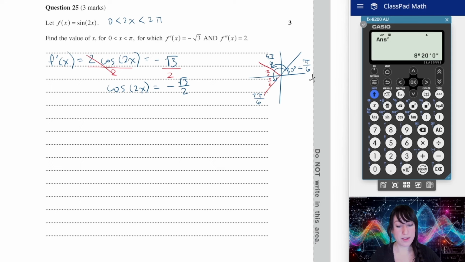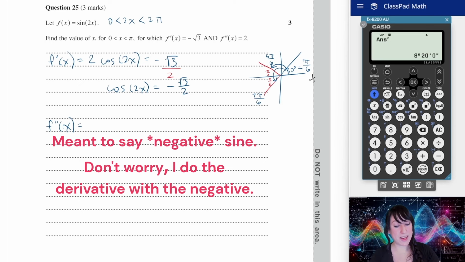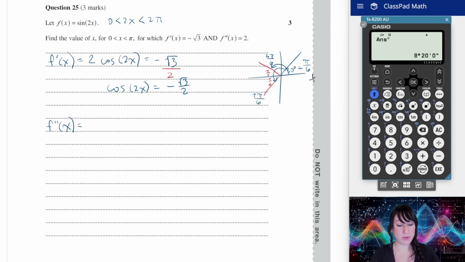Now let's look at that second derivative. Remember that first derivative was 2 cosine 2x. Now, the derivative of cosine is sine. Don't forget to multiply by the derivative of the inner function as the chain rule. So the derivative of 2x once again is 2. When we multiply this function by 2, it'll become 4 sine 2x, and don't forget the negative. And we're looking for when the second derivative equals 2.